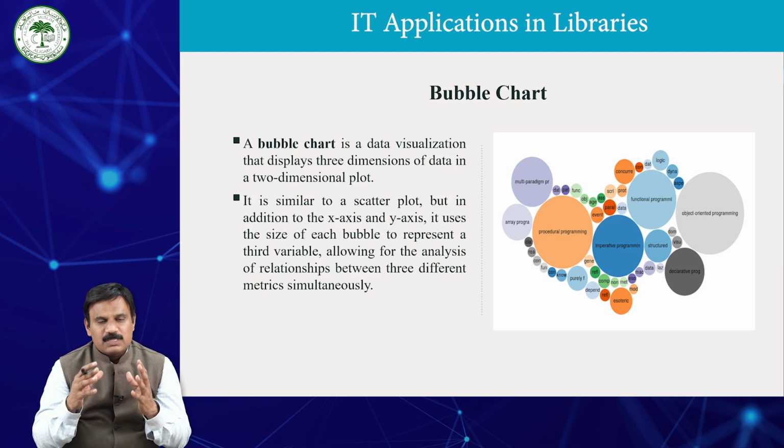It is similar to a scatter plot, but in addition to the x-axis and y-axis, it uses the size of each bubble to represent a third variable, allowing for the analysis of relationships between 3 different metrics simultaneously. You'll find the bubble chart in the picture.